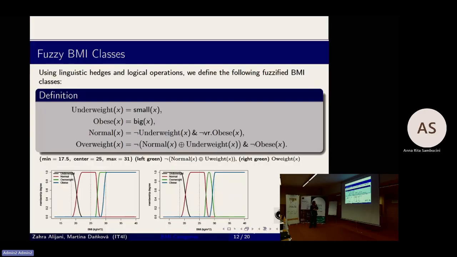And then when we use the definition for this linguistic hedge, you can see that, for example, this normal graph versus overweight is more interpretable because it shows that when normal is going down, overweight is rising up. It is not a sharp change anymore.